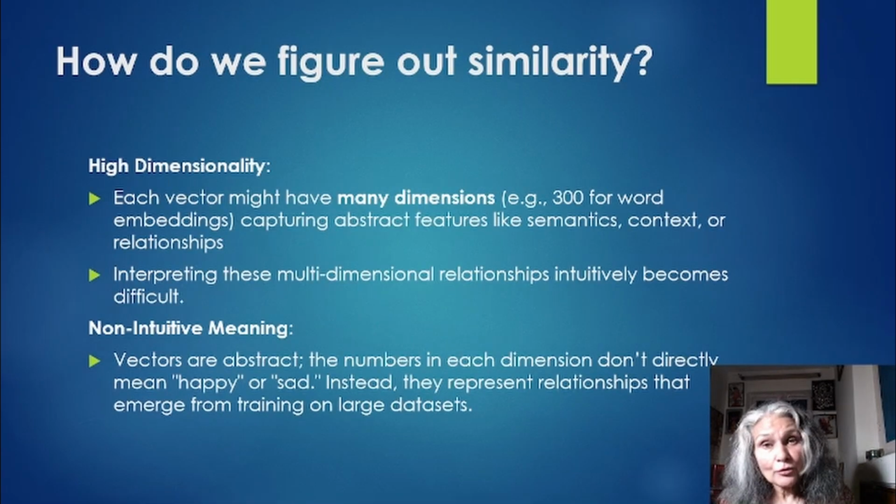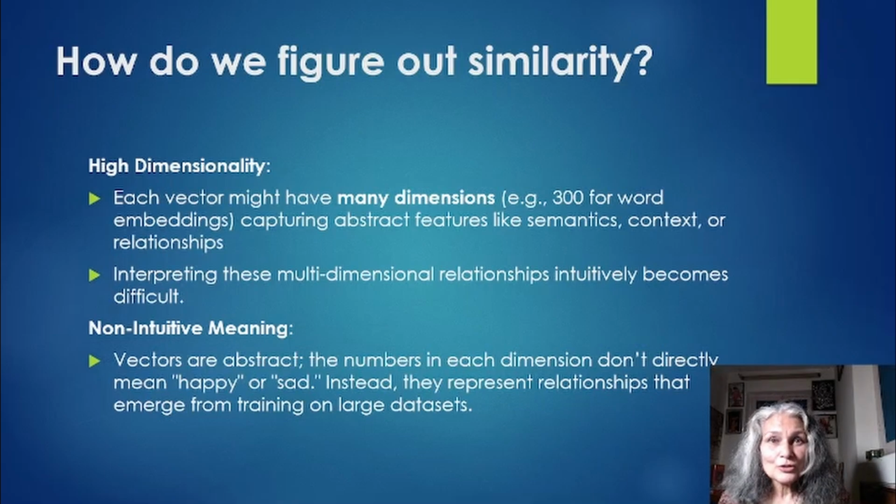Now we come to how do we measure this similarity? There are many challenges for measuring word similarity. The first is that word vectors have many, many dimensions, typically running into thousands, and capturing abstract features like semantics, context, or relationships. So there is no real intuitive way that we can do it. And frankly, there is no simple geometrical or algebraic way. This has to be done in a multidimensional way.